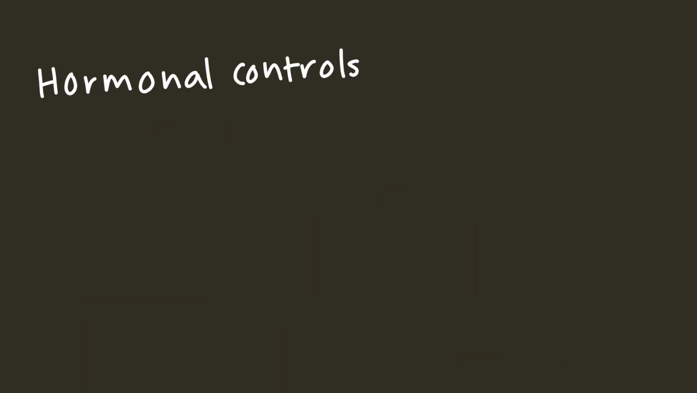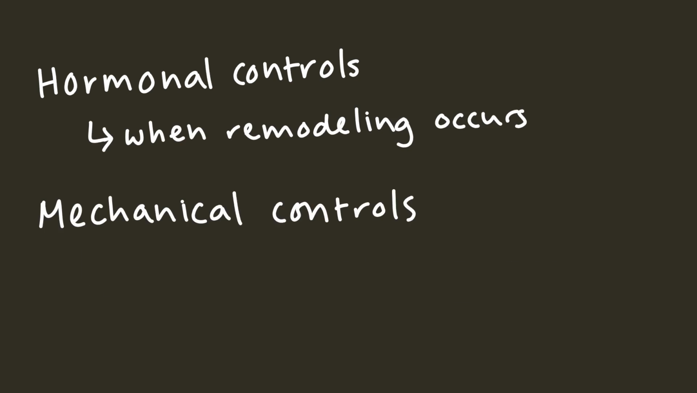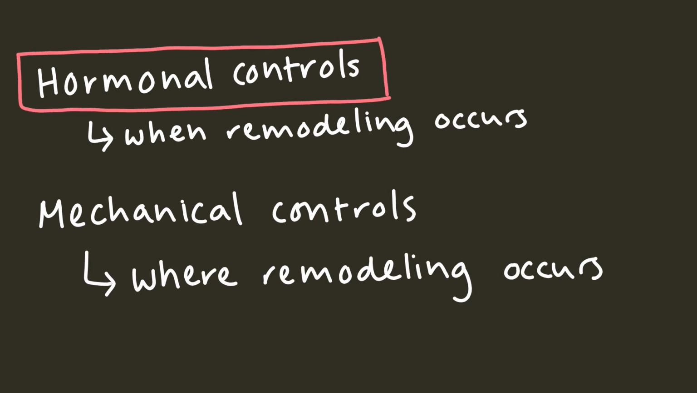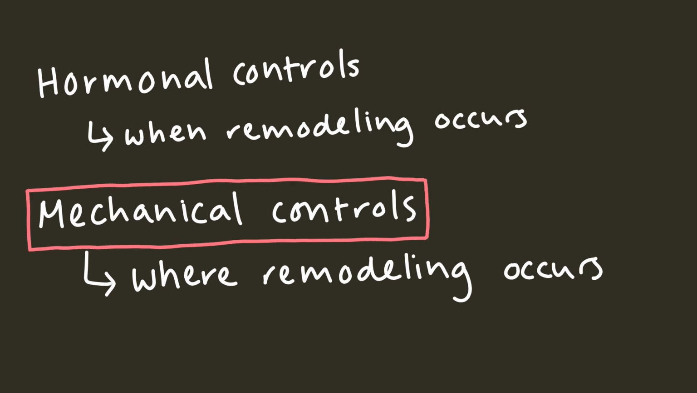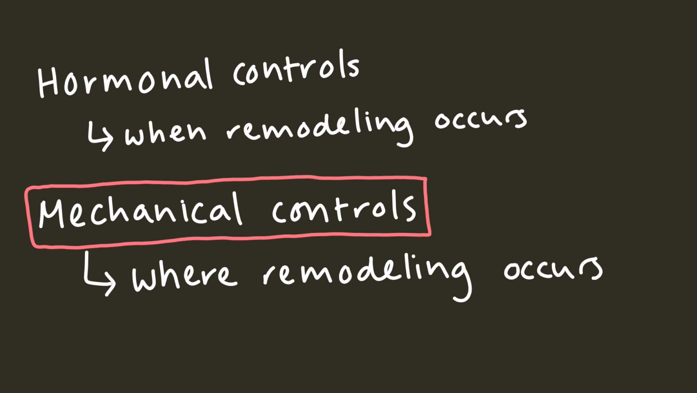We can think of hormonal controls by PTH and the parathyroid gland as dictating when bone remodeling occurs, and mechanical controls by forces as dictating where it occurs. When calcium ion levels are low, that's when remodeling occurs, and the areas of bone that are subjected to the least stress are degraded first, while areas of bone that are subjected to more stress are where bone is rebuilt.